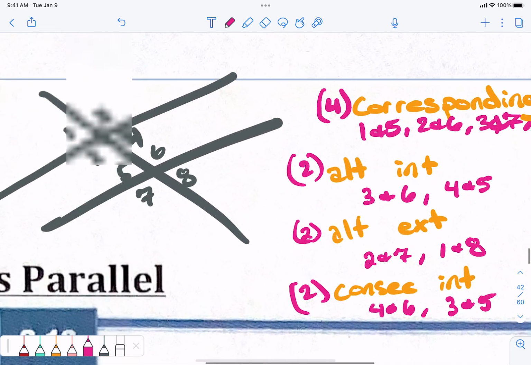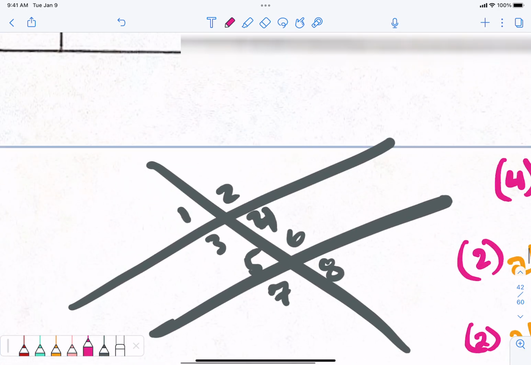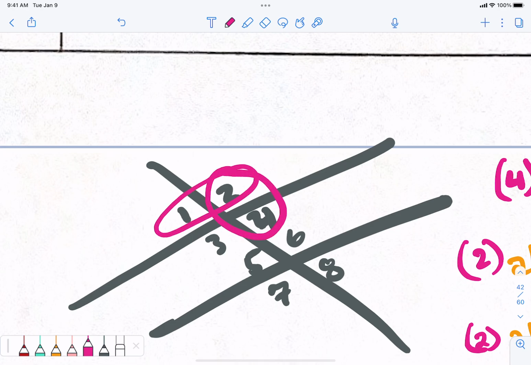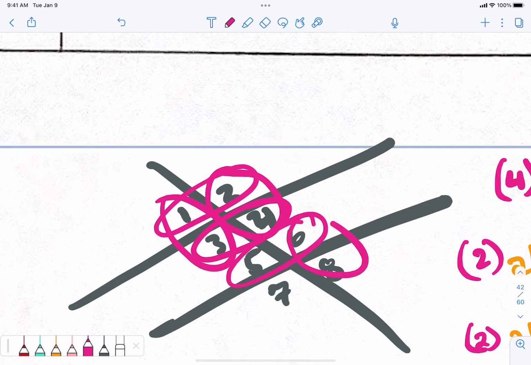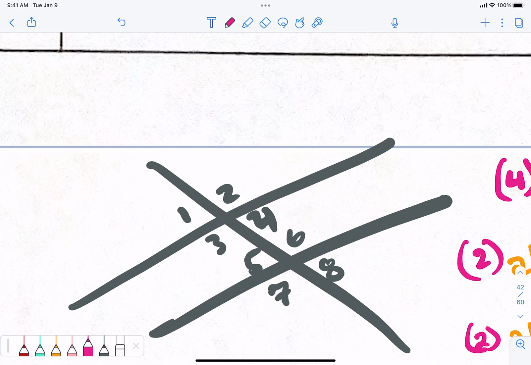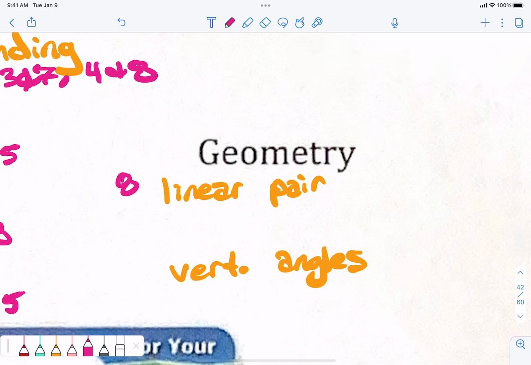Okay, linear pairs. How many sets of linear pairs are there? What? 8. How'd you get 8? You're right. 1 and 2, 2 and 4, 3 and 4, 1 and 3. That's 4 of them, right? Those are all on straight lines together, right? 5 and 6, 6 and 8, 7 and 8, 5 and 7. Those are all linear pairs. That is 8 total sets. That's a lot. I'm not going to list them out. I'm just going to say there's 8 sets of linear pairs, all right?